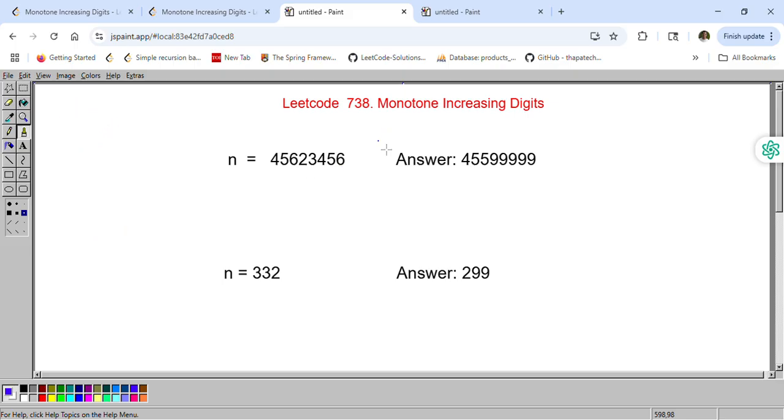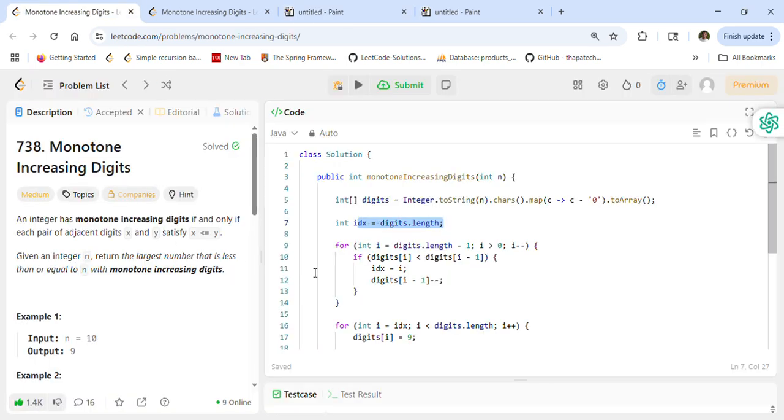So what we are doing, we are going in backward direction. You will read this 6 first, then 5, then 4, and you will keep checking whether it's following the monotone increasing property or not. So if digits of i is less than digits of i minus 1, it means that you are breaking that monotone increasing property, right.